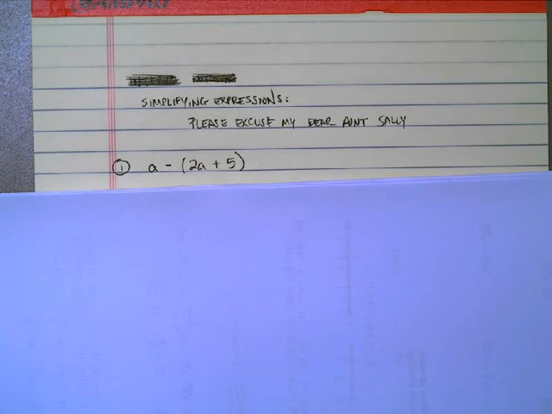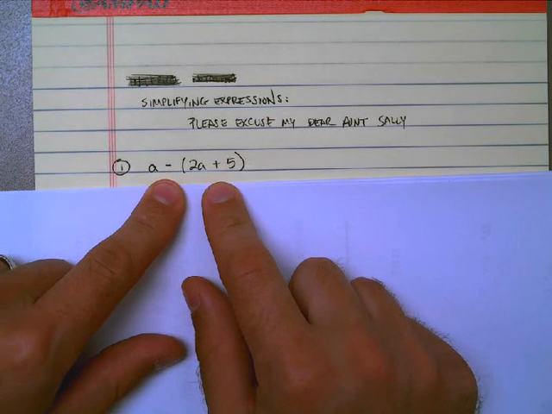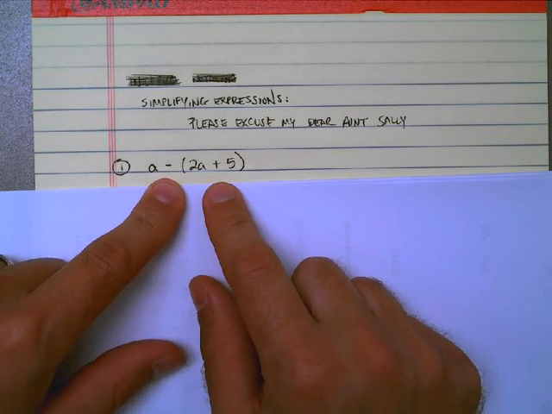This video is going to talk about simplifying expressions. We have to remember, please excuse my dear Aunt Sally; this should be a review for most of you. What we're going to do is talk about how to take a complicated algebraic expression and turn it into a simpler expression. Simplify it, condense it, right?